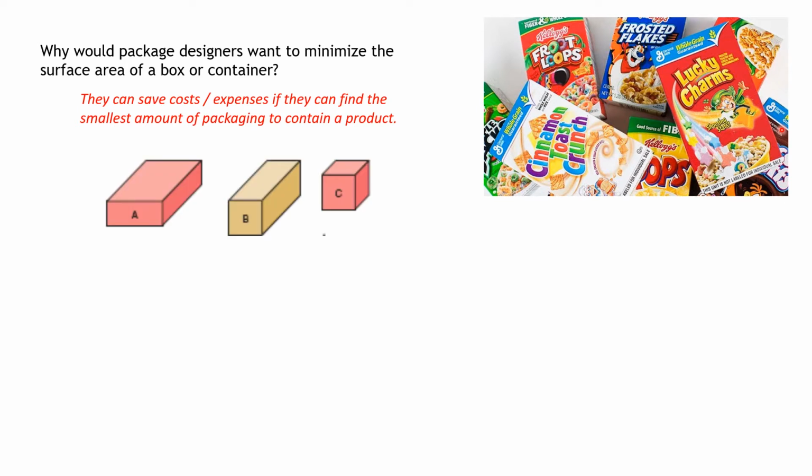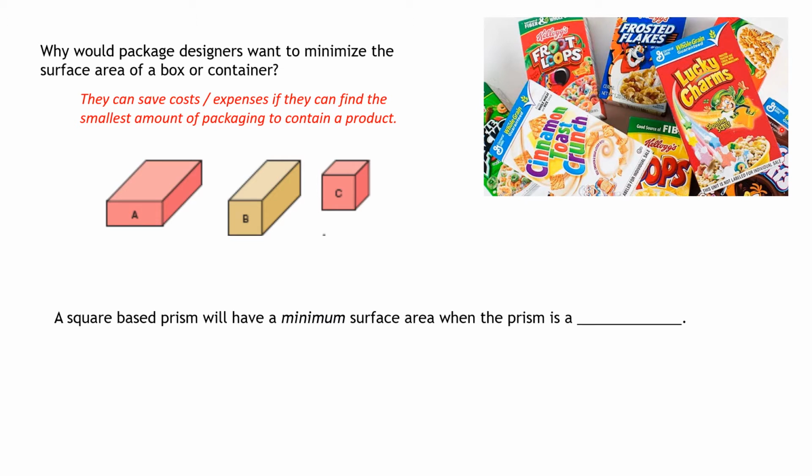So those are all different prisms. A square-based prism will have a minimum surface area when the prism is a what? We've already talked about this. When the box is a specific shape of box, we will have a minimum surface area. Do you remember what that is? When it's a cube. If we can create a cube shape, we're always going to get the least amount of surface area.